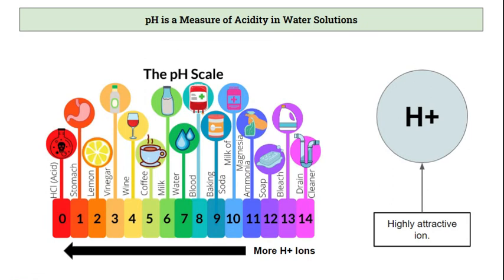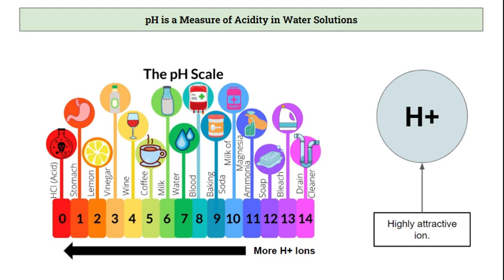The first way that climate change is impacting aquatic ecosystems is by affecting the pH of different aquatic ecosystems. So just remember, pH is a measurement of the acidity of water solutions. In other words, it's a measurement of what is your concentration of hydrogen ions, i.e. protons. Hydrogen ions are highly attractive, which is why acids are so good at dissolving things, because they're really good at attaching and breaking down objects.